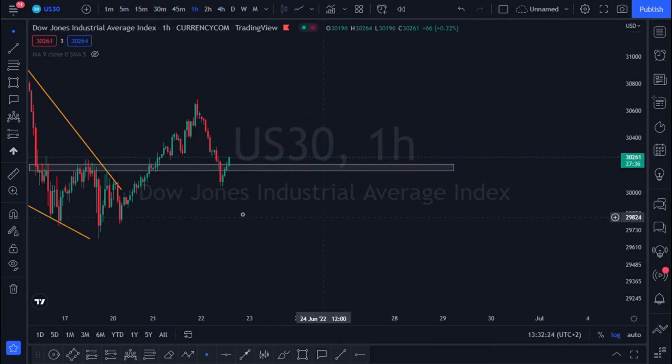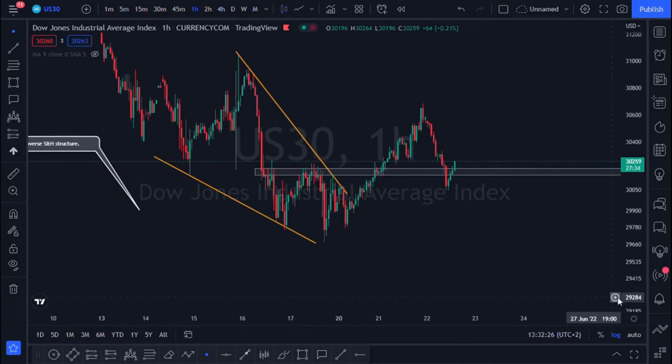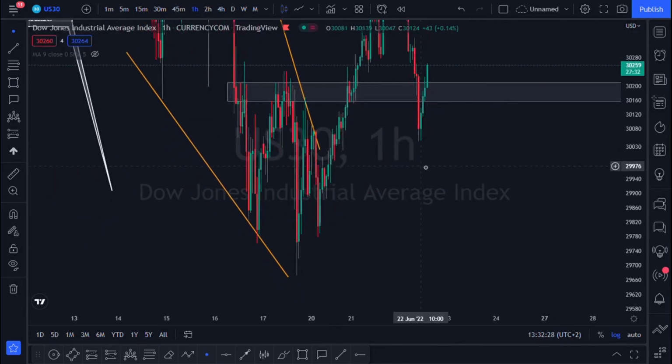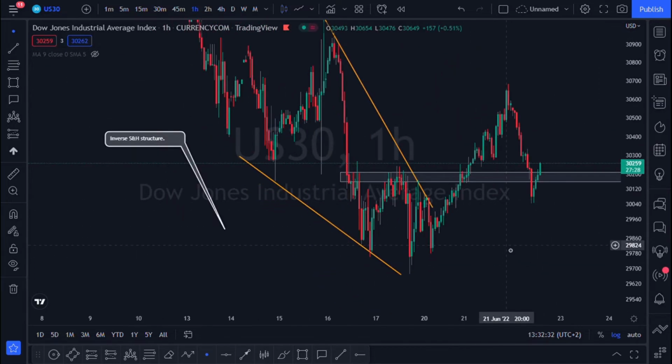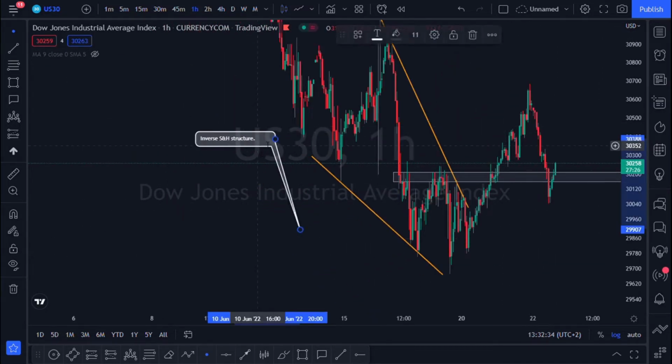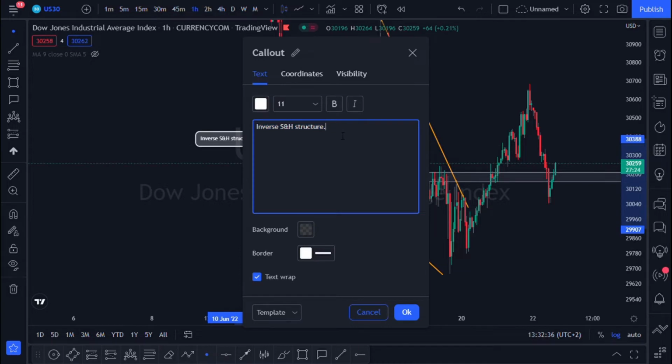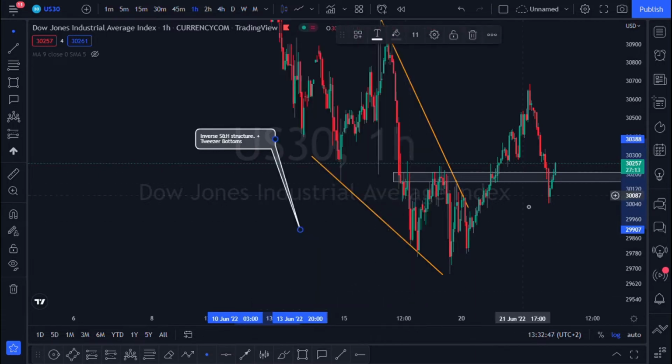So if we go straight towards this level, one thing that we do notice is that structure has given us a nice clear tweezer bottoms, right? See, these lower levels here are quite equal, so we would say that this is a beautiful tweezer all the way towards the upside. So we have another confirmation, which is a beautiful tweezer bottoms, which gives us an indication that structure would want to shoot towards the upside.